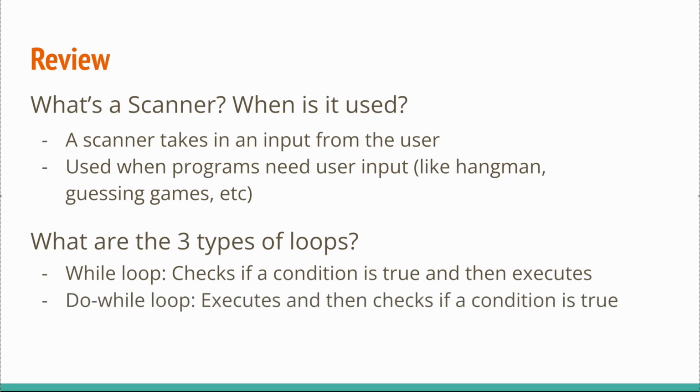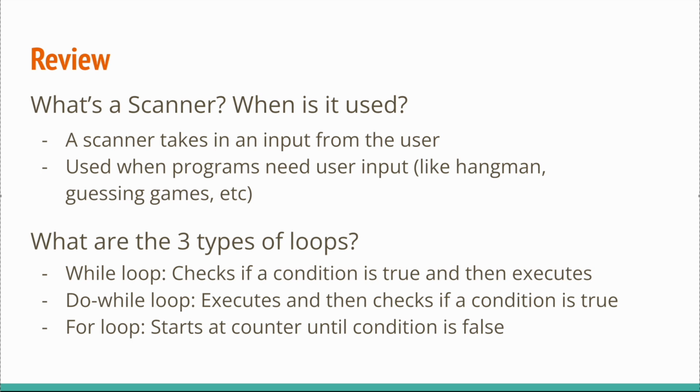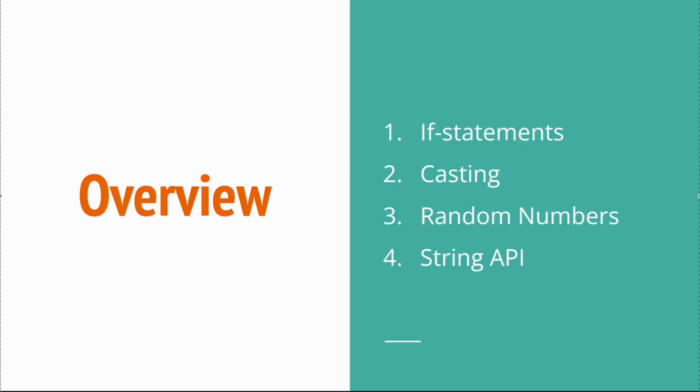Next, we have a do while loop. This type of loop executes the code first and then checks if a condition is true. And lastly, we have the for loop, which starts as a counter until the condition is false. So in this lesson, we will be learning about if statements, casting, random numbers, and the string API.